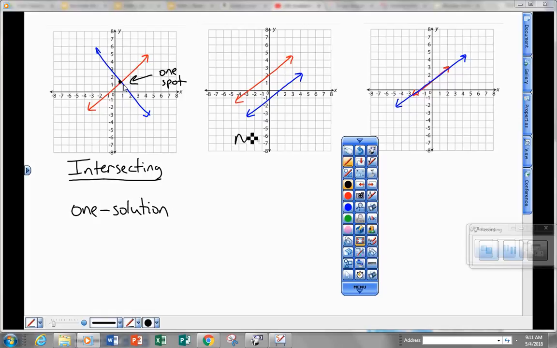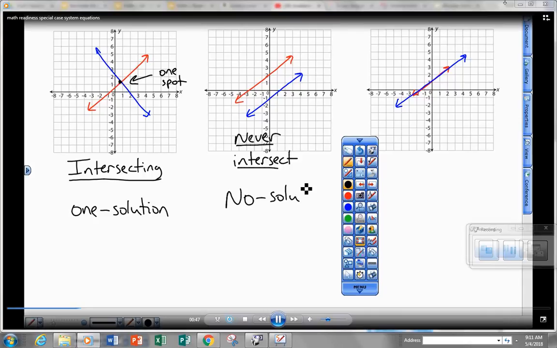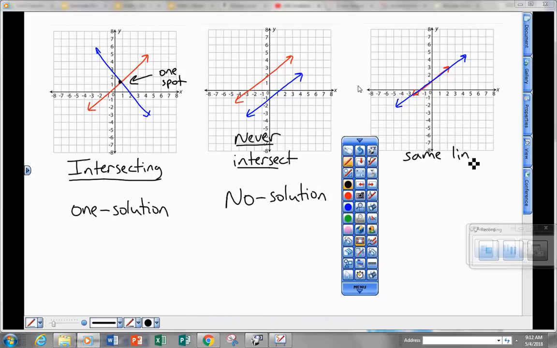If you have graphs that are parallel, that never touch, that is a no solution. Never intersect. No solution. So again, never intersecting lines means no solution. Never touch. If they overlap, intersecting lines, that is many solutions or infinite solutions. So same line, overlapping line, infinite solutions.